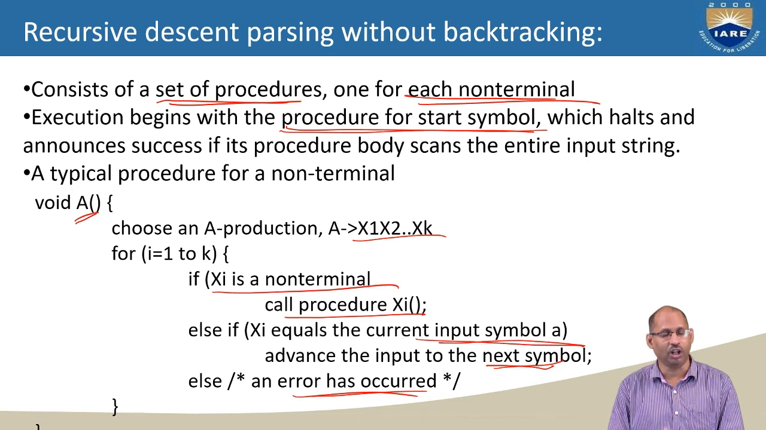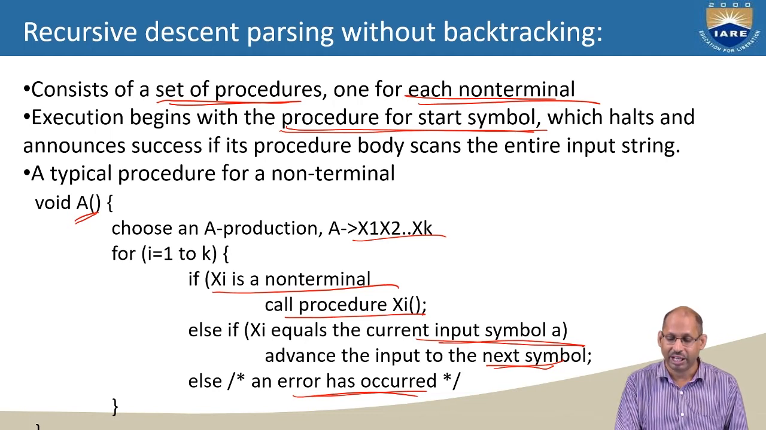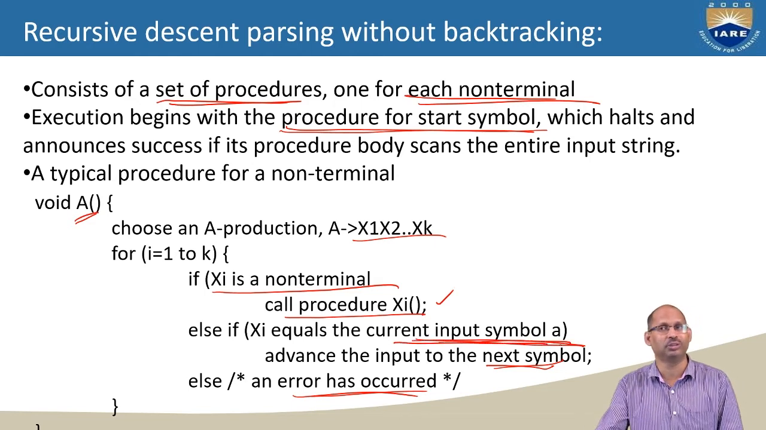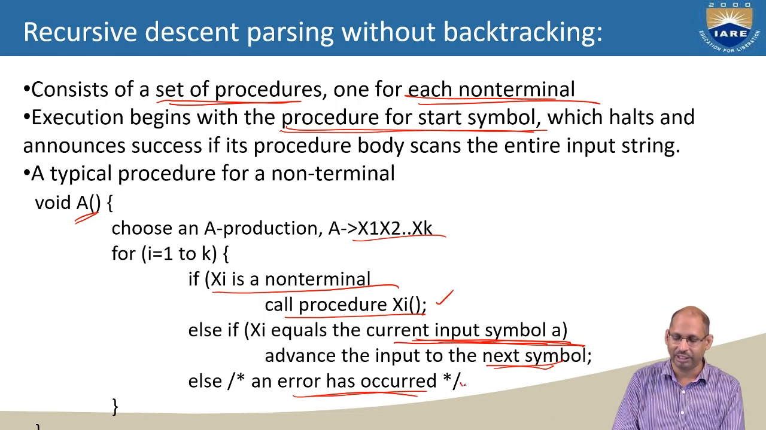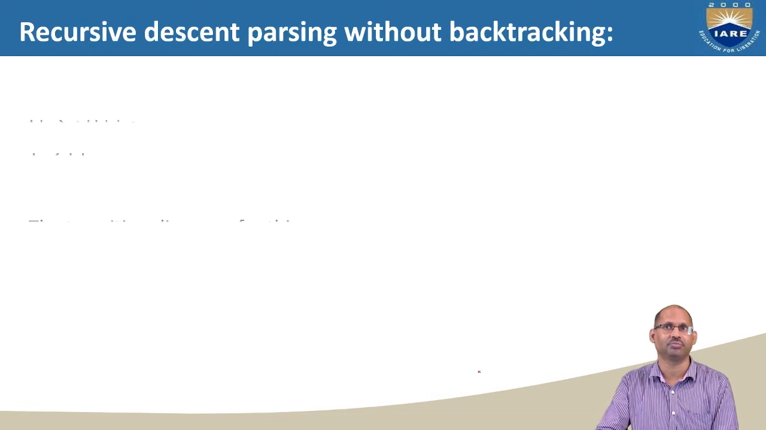For every non-terminal, there exists a procedure. That procedure has some production like X1, X2, Xk. If that Xi is a variable, call its respective function. If it is a terminal, match it with the input symbol. If it matches, advance the input to the next symbol. Otherwise, simply an error occurs.